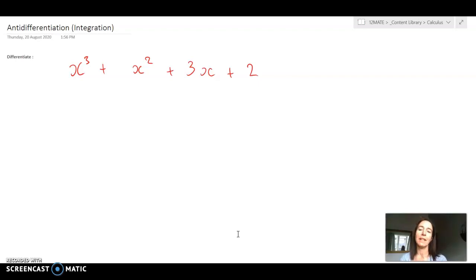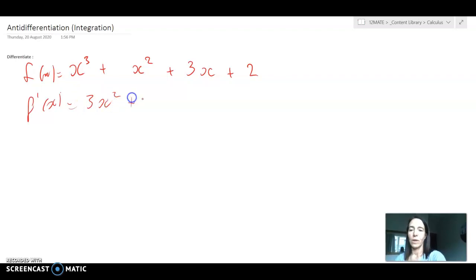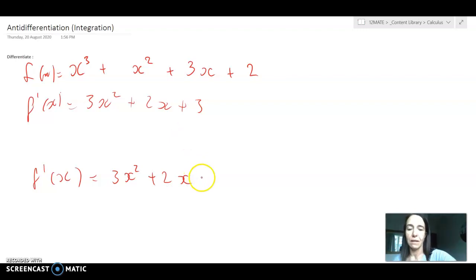If I had x cubed plus x squared plus 3x plus 2, and I was going to differentiate that, so f of x, then I know that f dash x is going to equal 3x squared plus 2x plus 3, and the 2 falls away. If I had f dash x and they asked what the original function was, and you couldn't see what f of x was, you'd say, whatever was up there was one more. So this 2 would have been a 3.